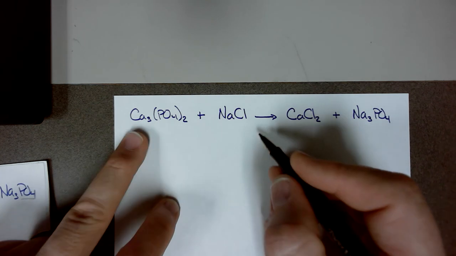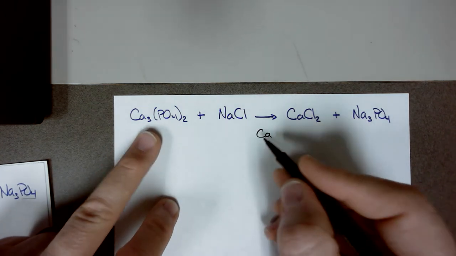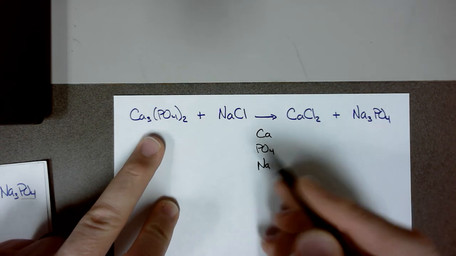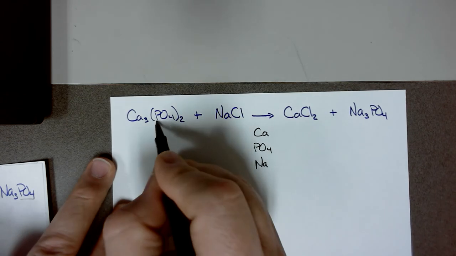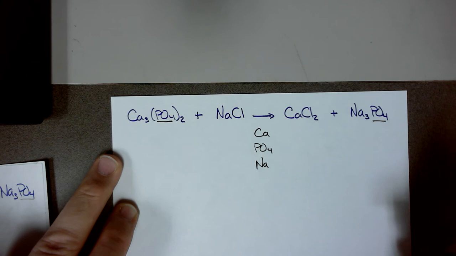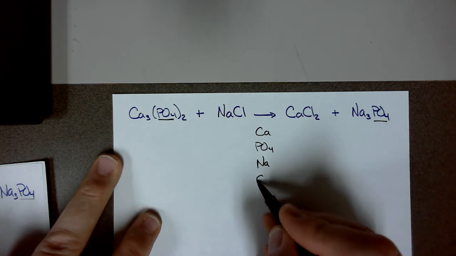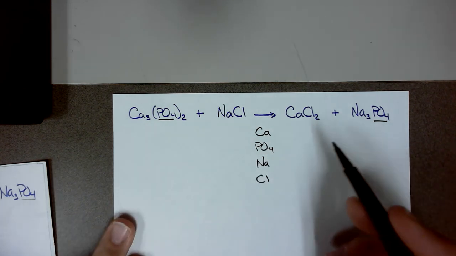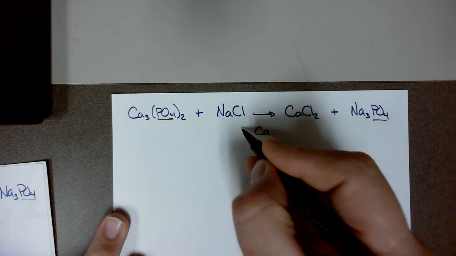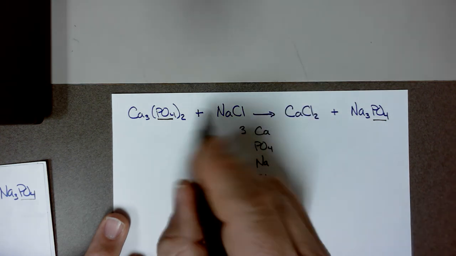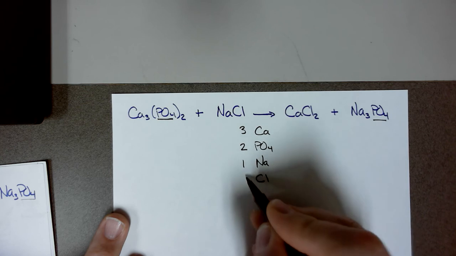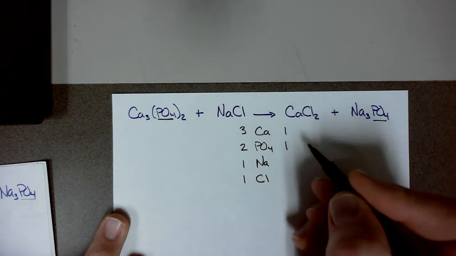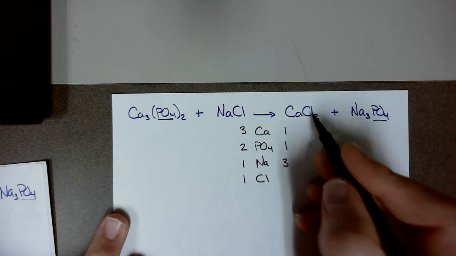So I've got calcium, I've got phosphate, and I've got sodium. And the reason I can keep the phosphate together like this is because they're together on both sides of the reaction. And then chlorine. Now, I don't like doing this necessarily. I'm just showing you just in case you don't like going back and forth. But by doing this, you'd say, okay, I got 3 calciums on this side. I have 2 phosphates on this side, 1 sodium, 1 chlorine. On this side, I have 1 calcium, 1 phosphate, 3 sodiums, and 2 chlorines.